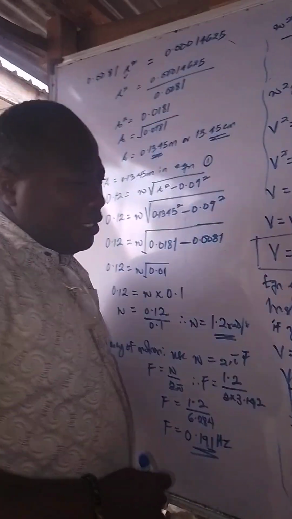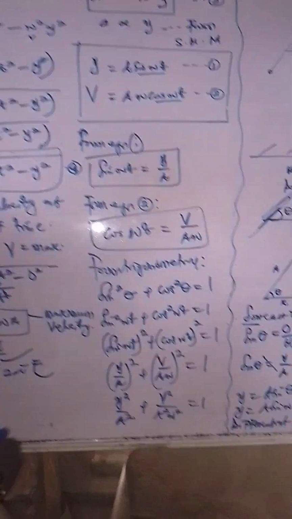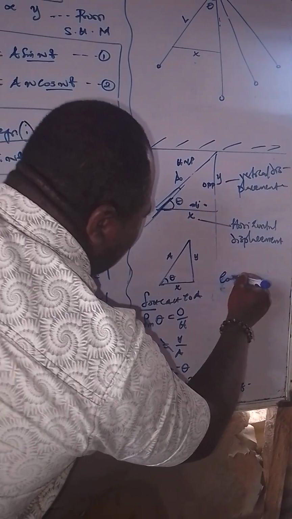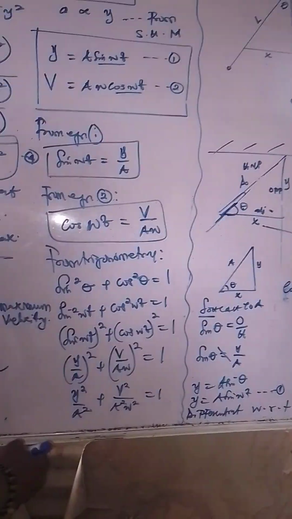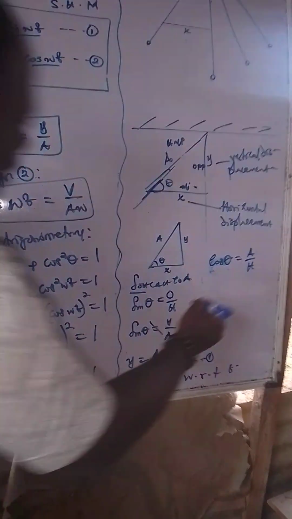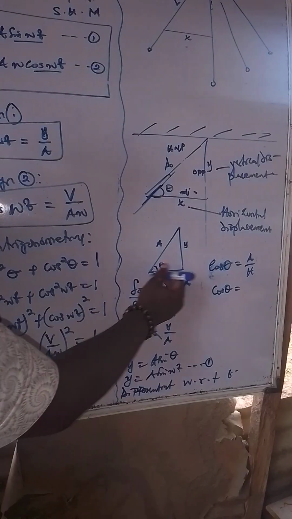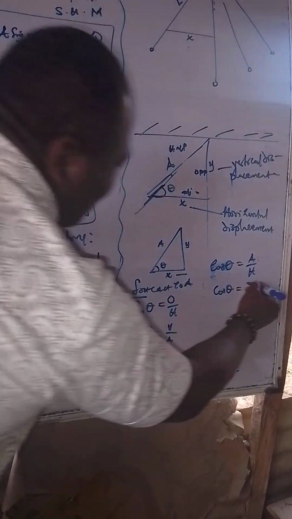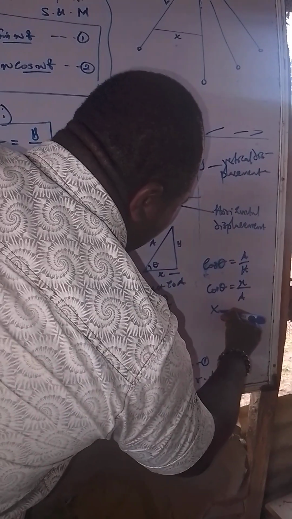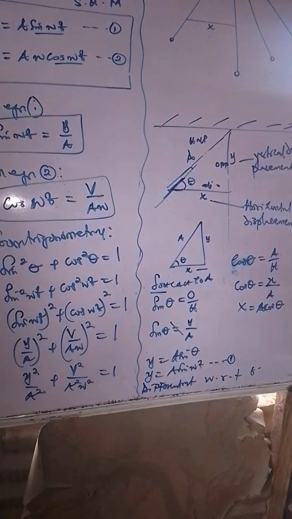Now look at this diagram. Assuming we use cos theta, it will be equal to adjacent over hypotenuse. What is our adjacent? Our adjacent is x. What's the hypotenuse? We have a. So from there we have x equals a cos theta. Do you understand?